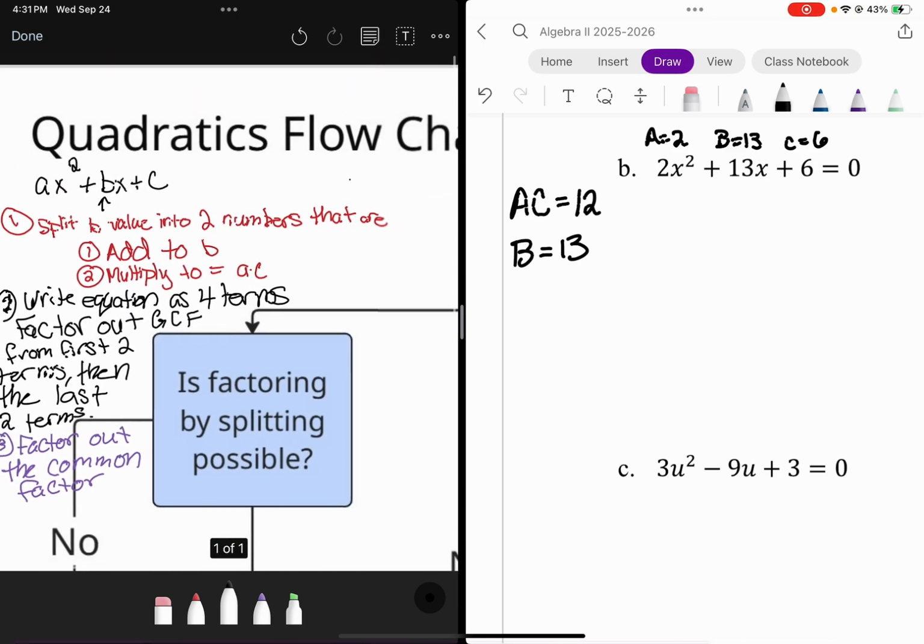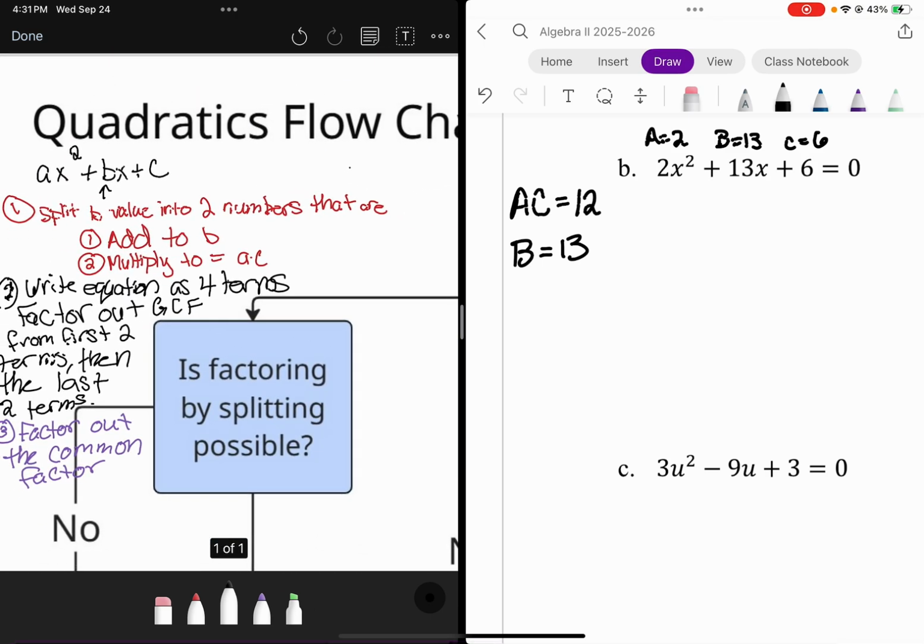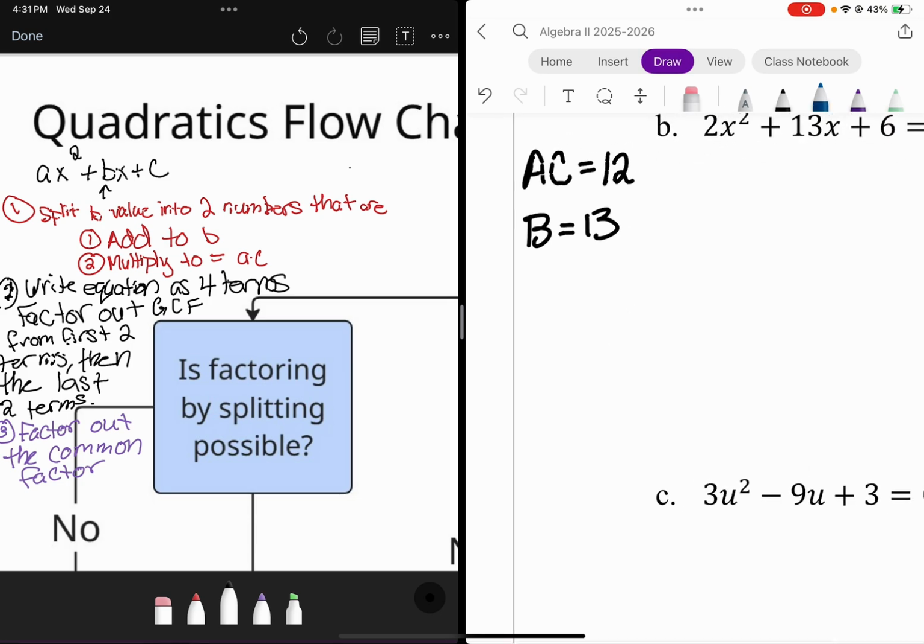So we are going to split that B value into two numbers that add to B and multiply to equal A times C. So looking at these, I know some factors of 12 are going to be 1 and 12, 2 and 6, 3 and 4. So going through this, I want to look which ones add up to be 13. And that's going to end up being 1 and 12. 2 and 6 add to 8, 3 and 4 add to 7.